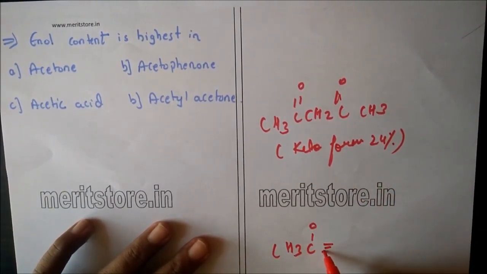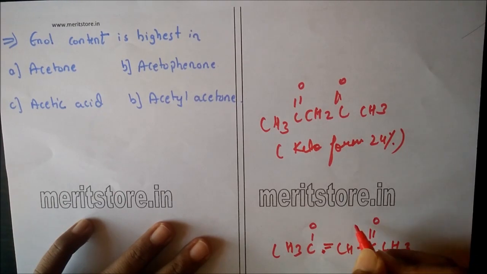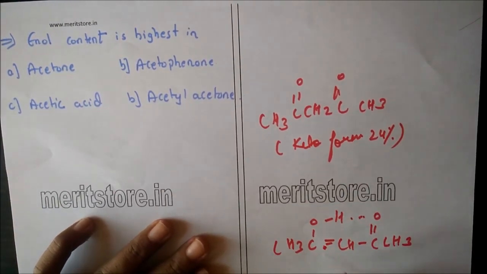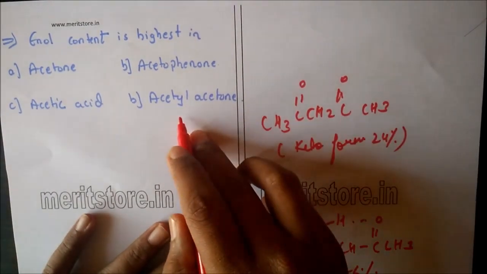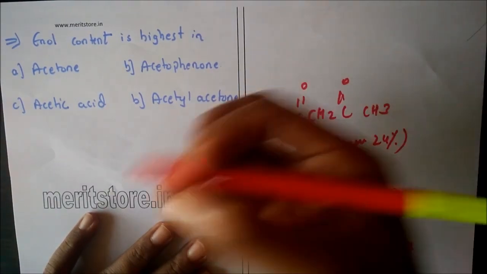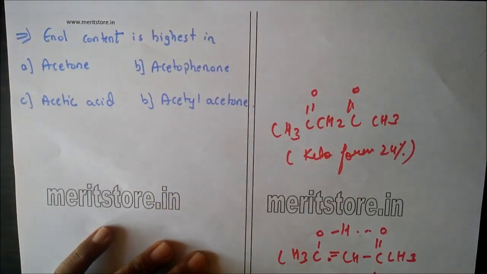CH3CO, CH, C(OH)CH3, with a double bond and an O-H group. So here it is the enolic form, and it has 76% enolic form. Now, it is highest in acetyl acetone because the keto group is a much better electron withdrawing group than any other group in the options. Therefore, here the correct answer will be option D, acetyl acetone.